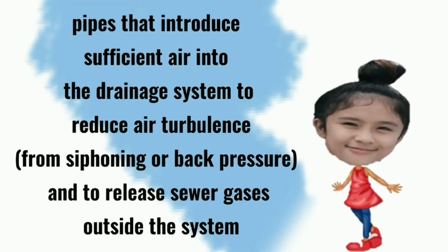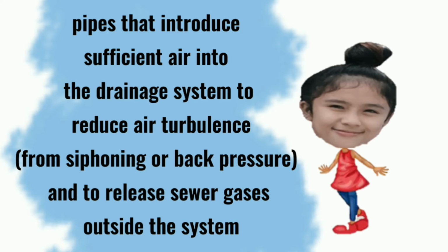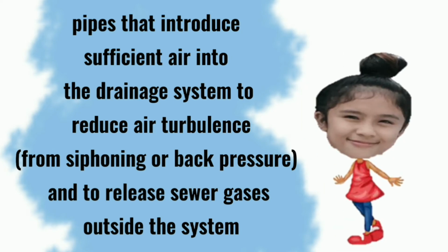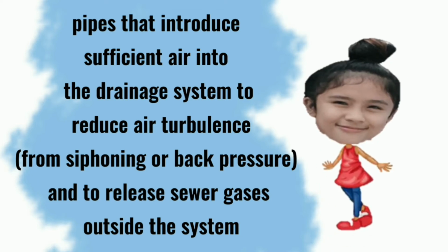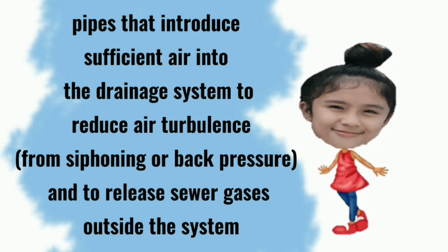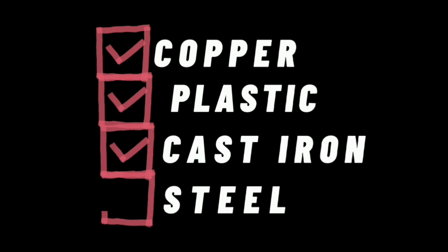Another component of the sanitary drainage system which has an important contribution is venting. So let me first define to you what vents are. These are pipes that allow enough amount of air into the drainage system, which helps in reducing air turbulence from siphoning or back pressure, and also in releasing sewer gases outside the system. Vent piping may be copper, plastic, cast iron, or steel.